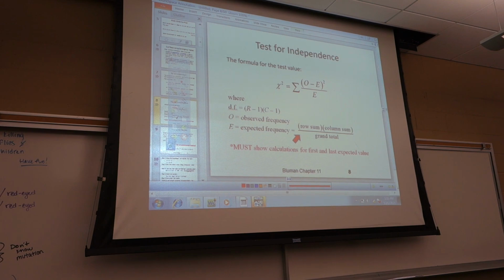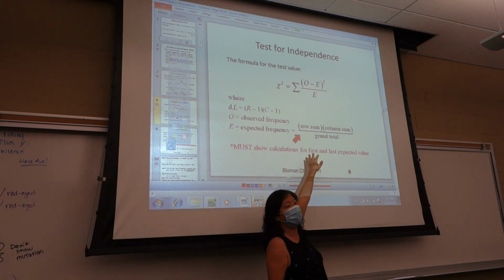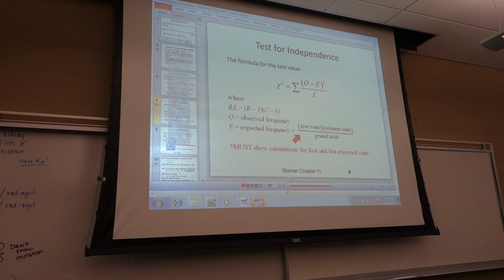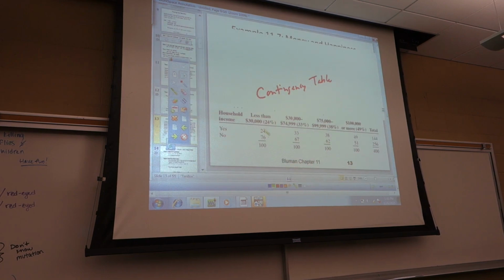However, I do expect you to show that you know how to find these expected values. So you always have to calculate the expected values. For this one, it's the row sum multiplied by the column sum divided by the grand total. So what is that? It's this right here. For the first one and for the last one, I expect you to find these. For the first one, its row sum is this one right here. Its column sum is that one right there. And the grand total is 400.